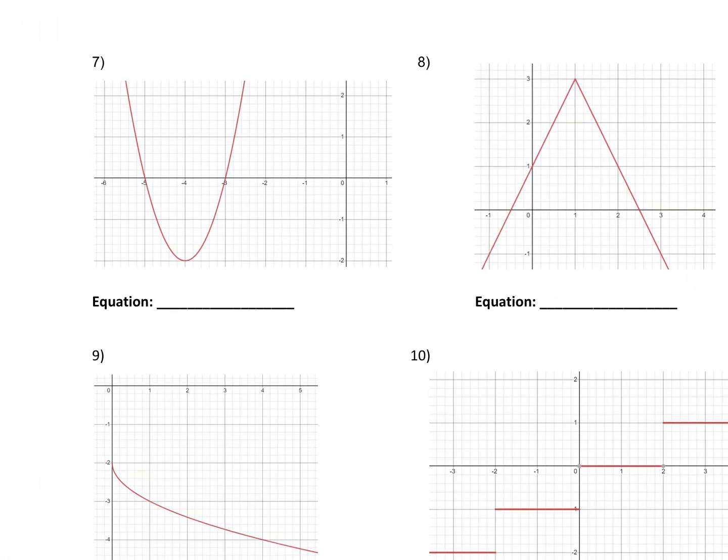All right, on to the back side. Number 7, we have another quadratic. So y equals x squared. We can see here the graph's been shifted to the left 4, down 2. It's not been vertically reflected since it's opening up the correct way.